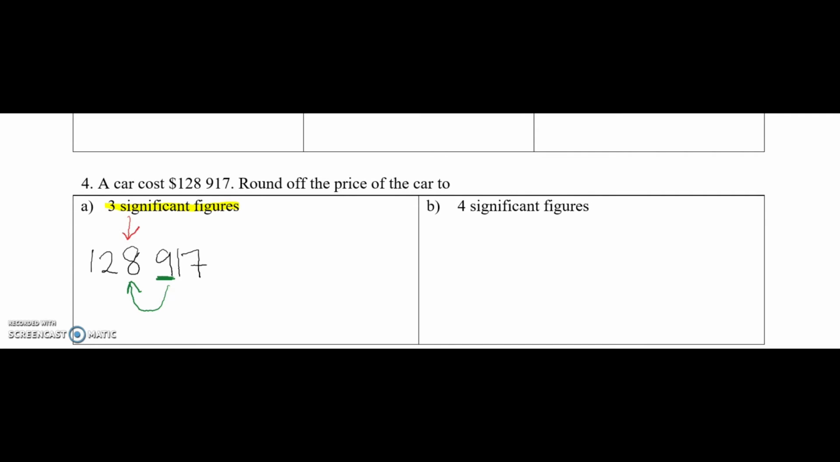So, 128,917, rounding off to 3 significant figures would be 129. Now, since this is a whole number, we need to indicate the remaining place values with zeros. So therefore, 128,917, we round it off to 3 significant figures as 129,000.